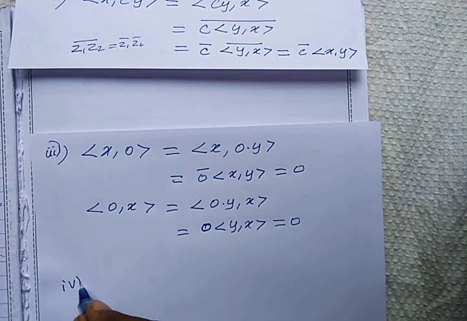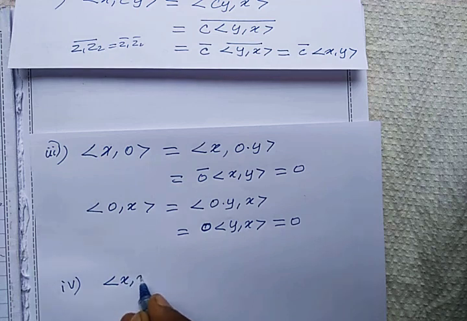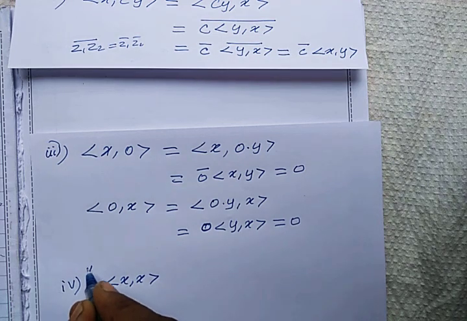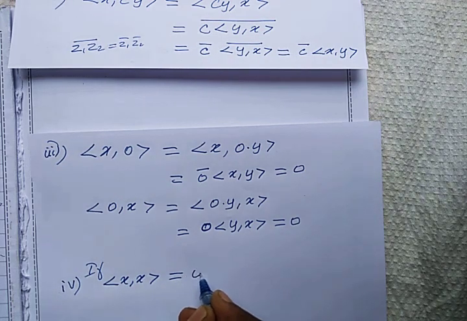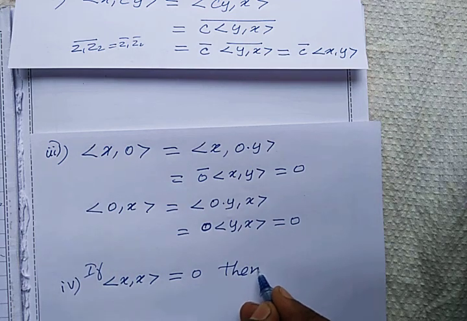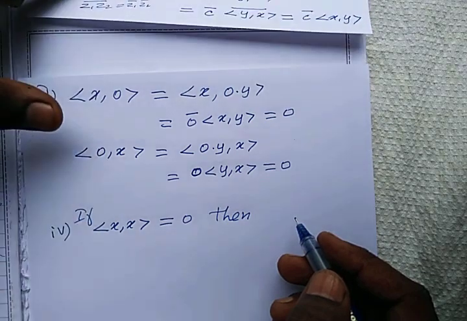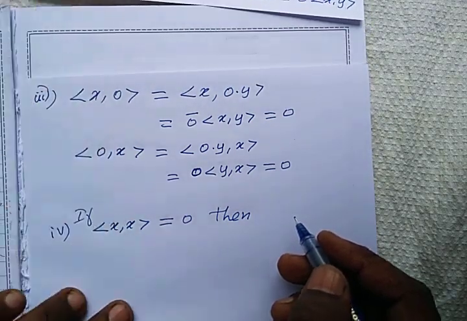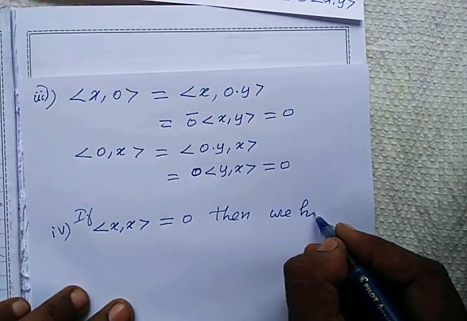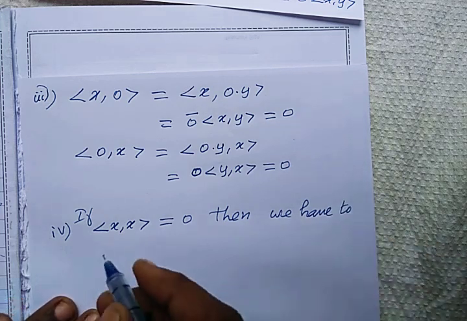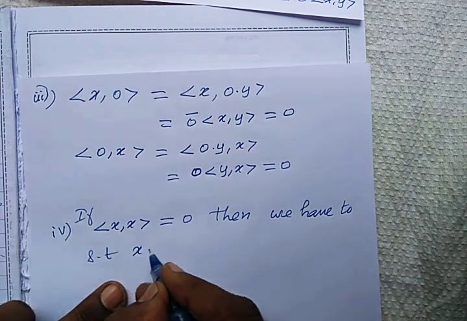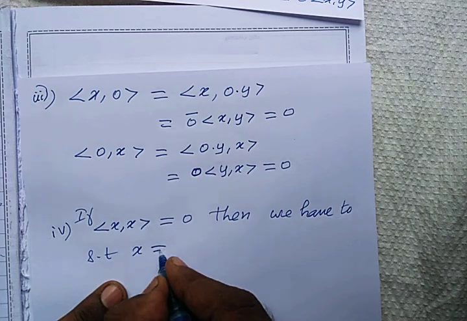And the fourth condition, what do we have to prove? Inner product of x comma x. If this is equal to 0, then we have to show that x is equal to 0.